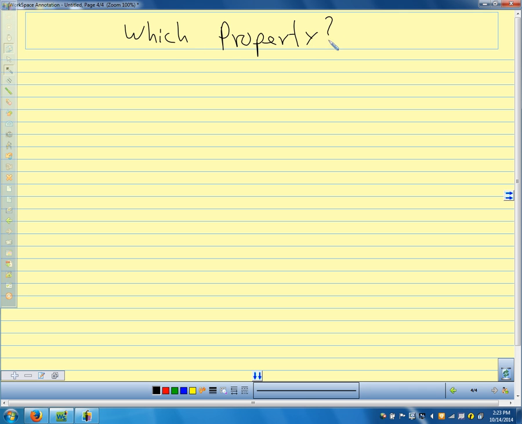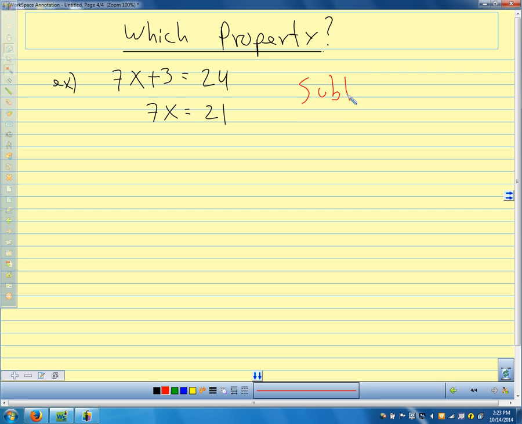So these first examples, which property are we using to do this? We'll just do one step here. So we're going to go from 7x plus 3 equals 24 to 7x equals 21. So what did I do there? Subtracted 3 from both sides. So what's my property? Subtraction property. So let's just say, what did we do here? We did subtraction.